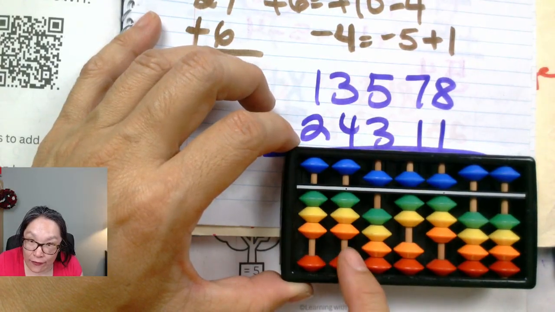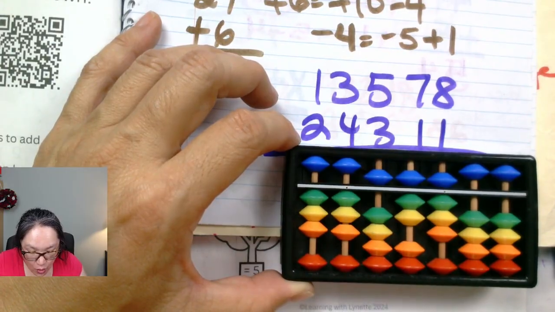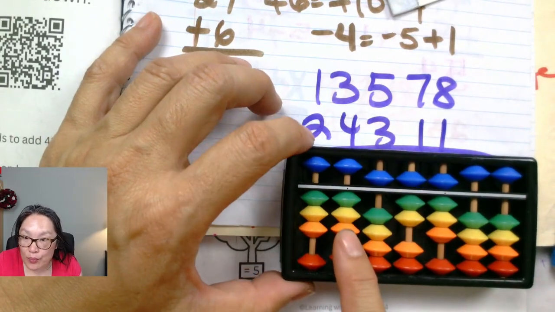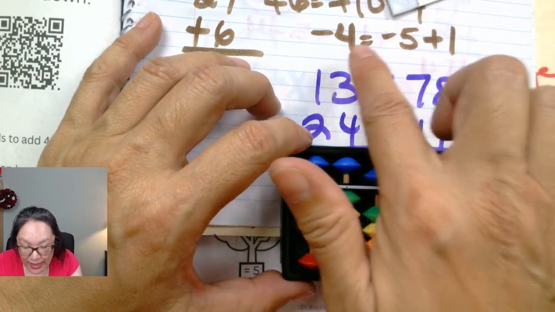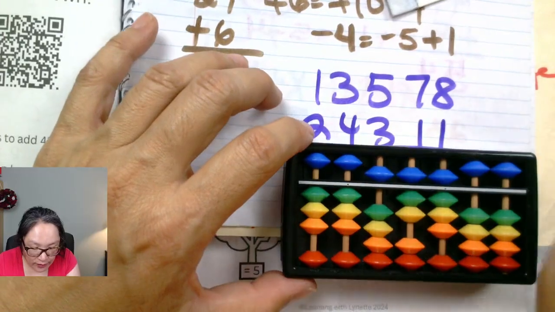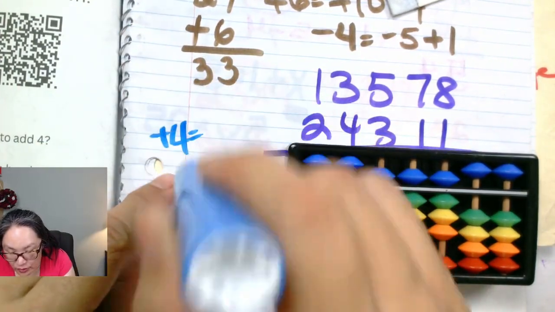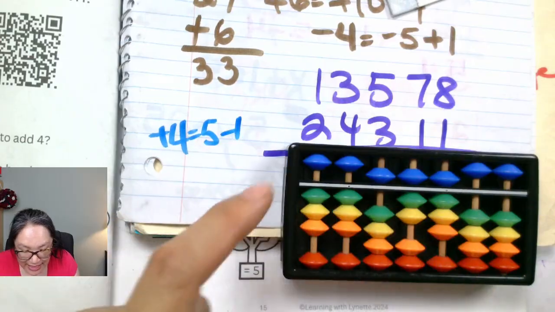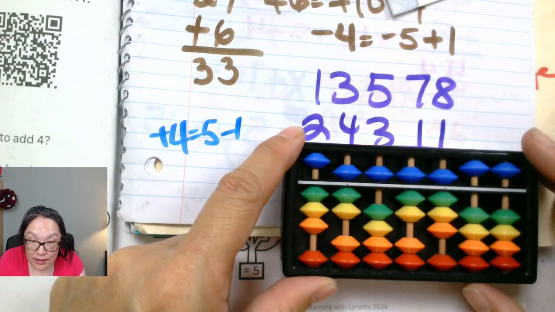Can we add 4? We cannot add the 4 because there's 3 beads here. What do we do to add the 4? Now we're position agnostic. How do you add the 4 here? Do you remember how to add the 4? Plus 4 is equal to plus 5 minus 1. Yes. So I add the 5, take away the 1.